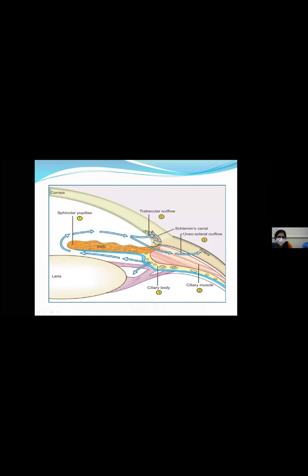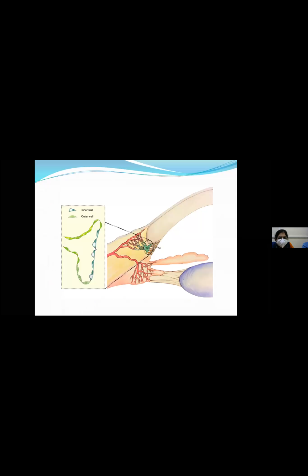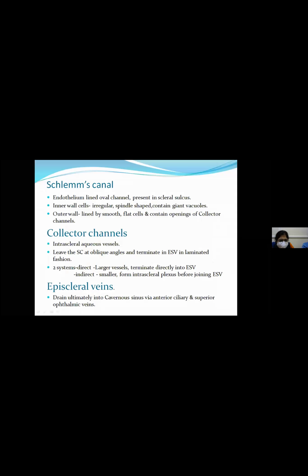Now the Schlemm's canal is an endothelium lined oval channel present in the scleral sulcus. The inner wall has irregular, spindle-shaped cells, and they contain giant vacuoles and pathways. As we can see here, this is the inner wall of Schlemm's canal. And the outer wall is lined with smooth flat cells, and they contain openings of the collector channels. Collector channels are intrascleral aqueous veins. They do not transport blood; they only transport the aqueous humor, so they are called aqueous vessels.